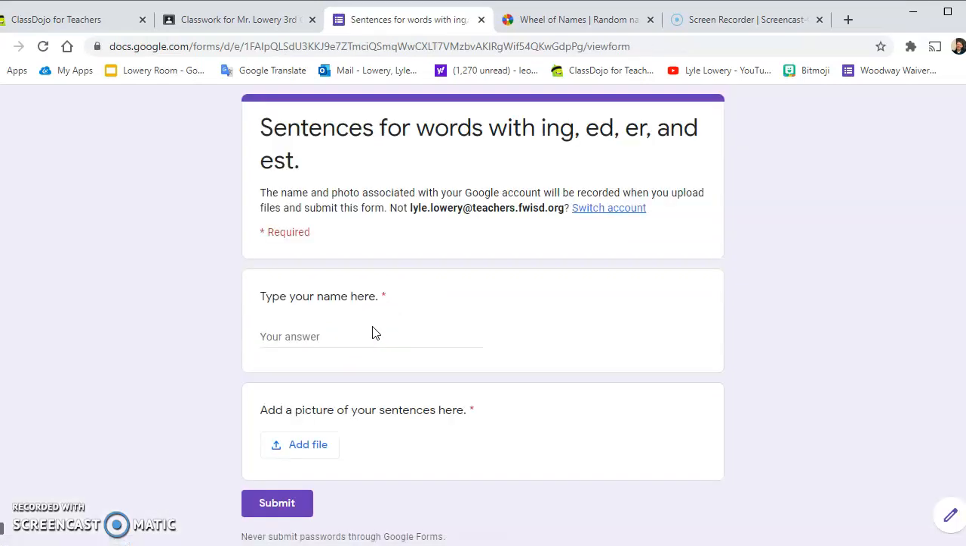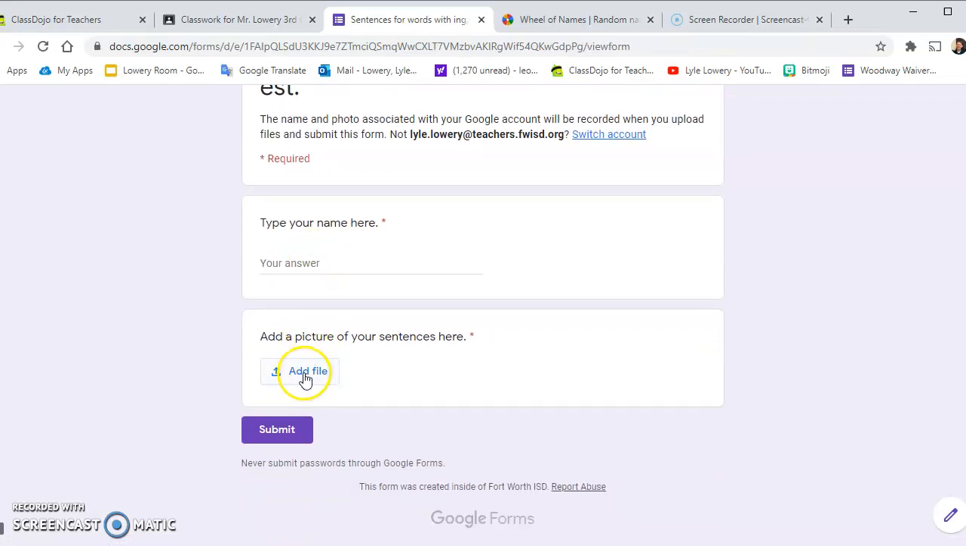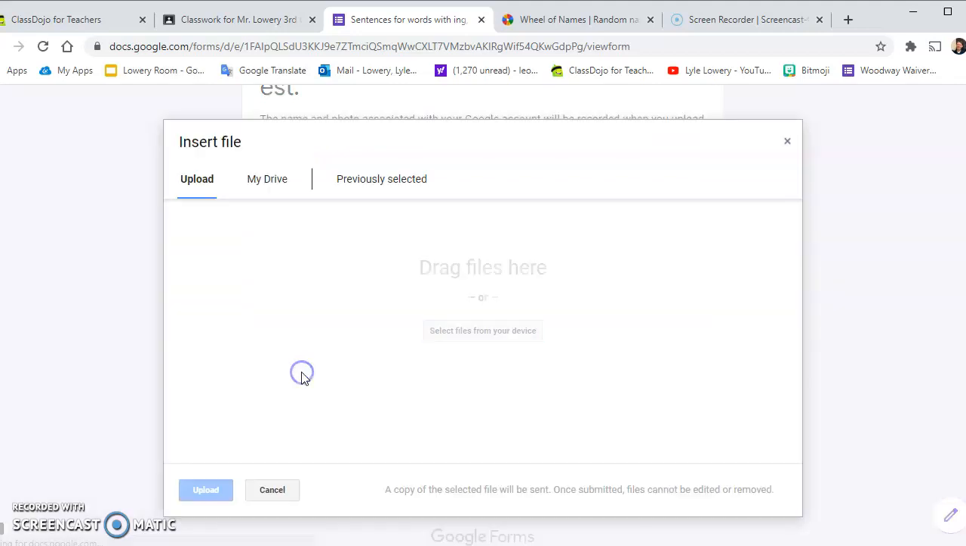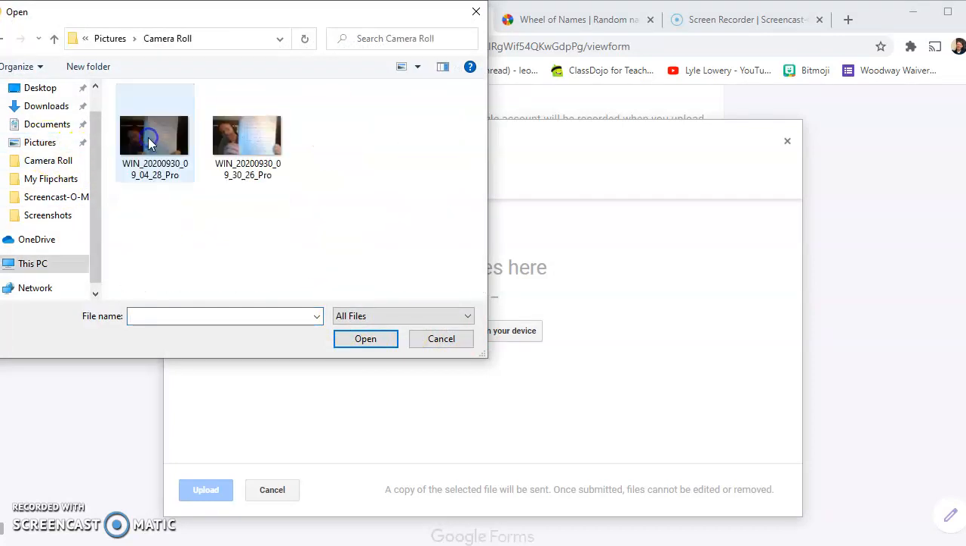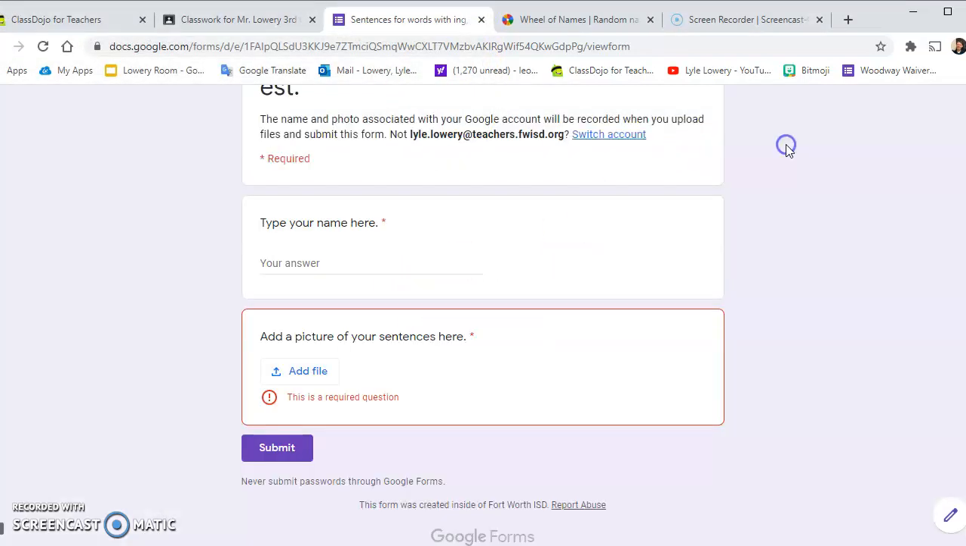And again, here's the Google form. They need to make sure they type their name, and here is where they can upload that file. Then you don't have to send me a picture on Class Dojo. But if they click on File, select Files from your device, and select Files from the computer, again under Pictures, Camera Roll, I can find my picture and then turn it in to my teacher. Again, the photo will upload right there, and then when you click Submit, I can look at the Google form and I should see their pictures there.